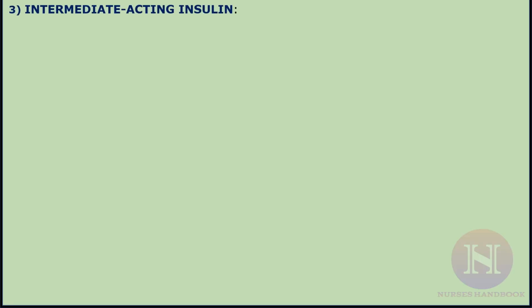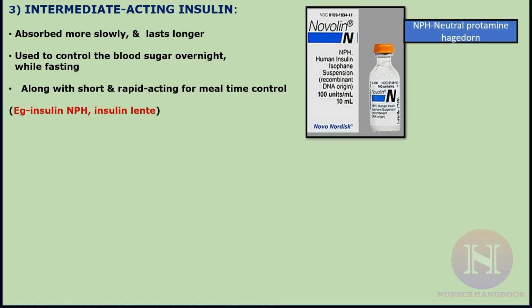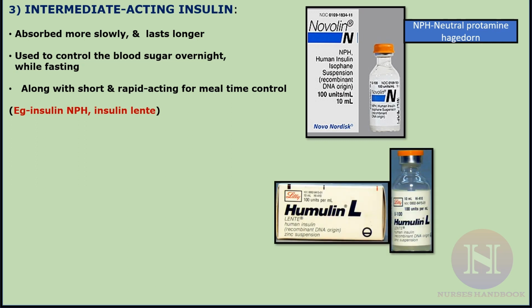Now let me tell you about the third type, that is the intermediate acting insulin. These are absorbed slowly but last longer. It is used to control blood sugar overnight while fasting, and that is why it comes under the category of basal insulins. It is given along with rapid or short acting insulin for mealtime control of the blood glucose. Examples are insulin NPH, that is neutral protamine hagedorn. Another name for this preparation is isophane.